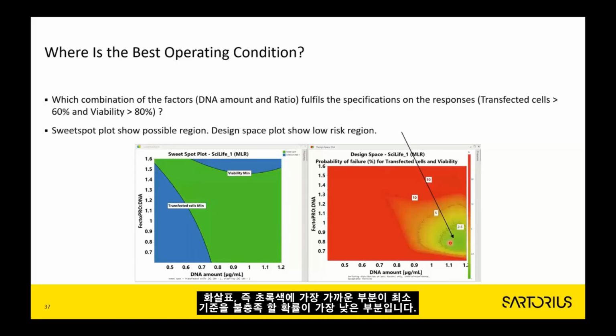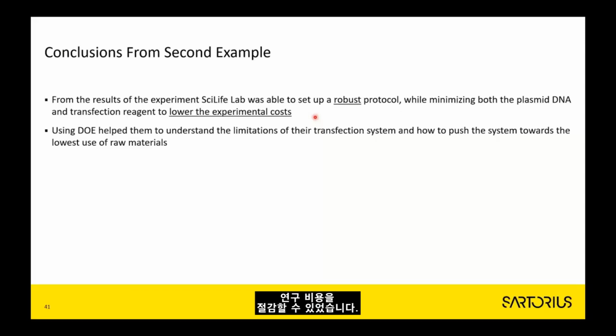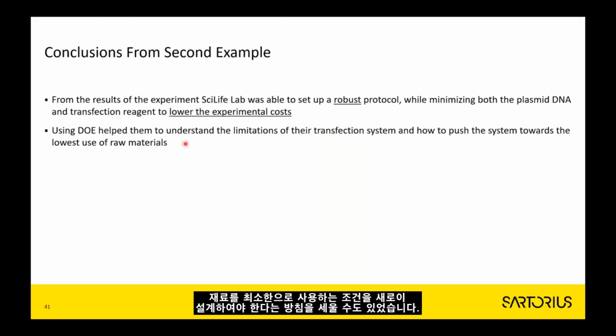The main conclusion was that SciLife Lab was able to set up a robust protocol while minimizing both the plasmid DNA and transfection reagent, and it ultimately led to them being able to lower the experimental cost. So the DOE really helped them to understand limitations of the transfection system and how to push the system towards the lowest use of raw materials. And also, as was told to us, and that is also indicated in our hands-on computer exercise, they found Ambr to be a very useful system to work with.